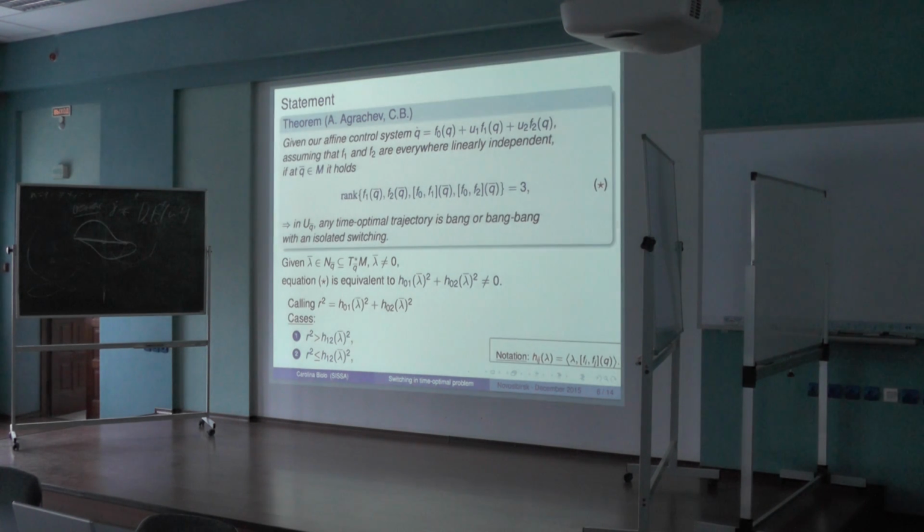But we have to check. Because there was a question about the existence of switching in the case R is 0 but H12 is not. So, let us think. Okay.